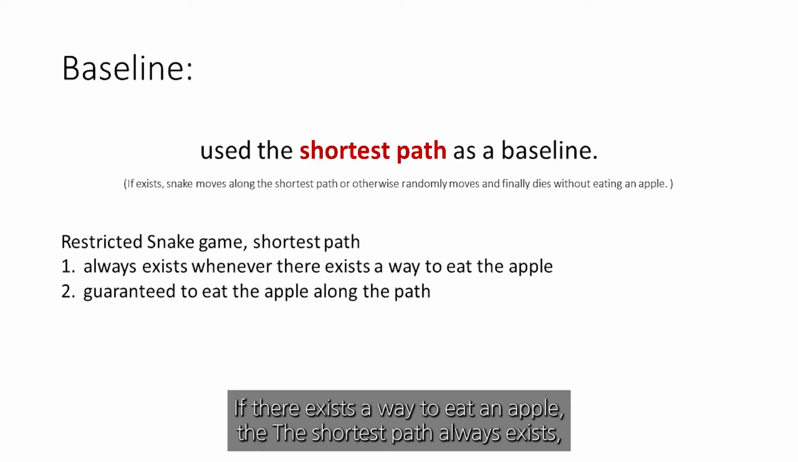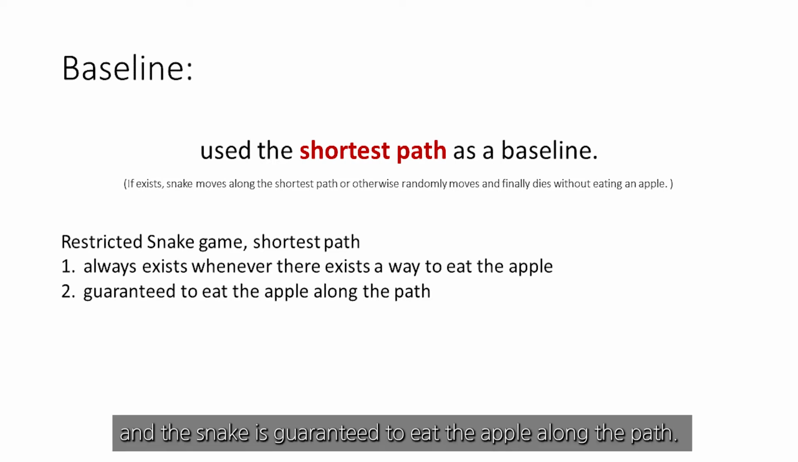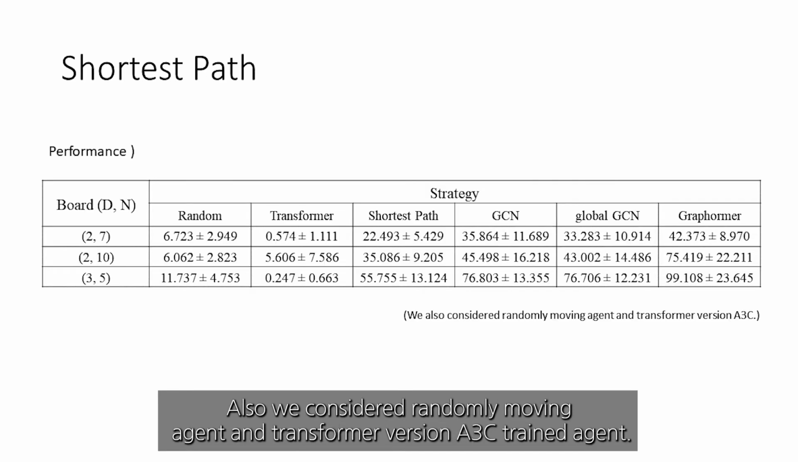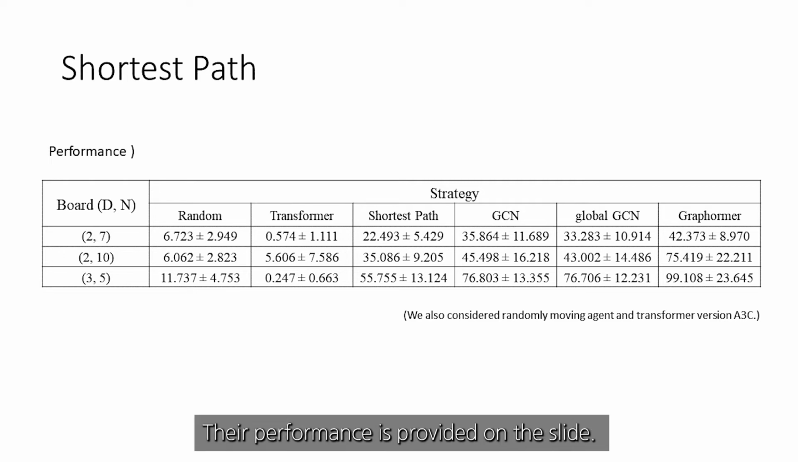If there exists a way to eat an apple, the shortest path always exists, and the snake is guaranteed to eat the apple along the path. And if there is no way to eat the apple, it randomly moves and finally dies without eating an apple. Also, we considered a randomly moving agent and a transformer version A3C trained agent. Their performance is provided on the slide.